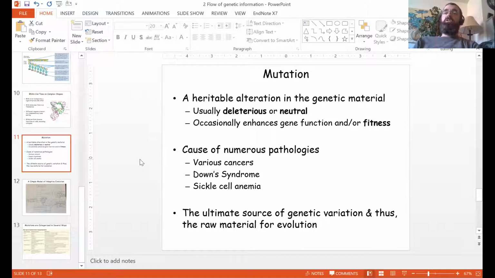So those changes have to be heritable, which means they have to be in your germline, whatever cells you'll be using to produce the next generation. And those changes must change the fitness somehow of those offspring.